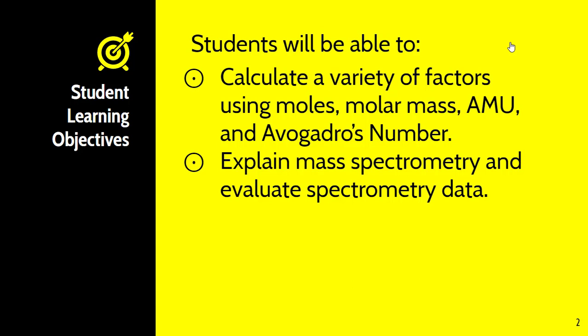So with every video, I always like to start off with student learning objectives. I think it's important that you know exactly what you are supposed to get from the video, and I'll try to keep it short and give you guys 2 or 3 things to focus on. So today you're going to be able to calculate a variety of factors using moles, molar mass, atomic mass units, and Avogadro's number, and explain mass spectrometry and evaluate that spectrometry data.